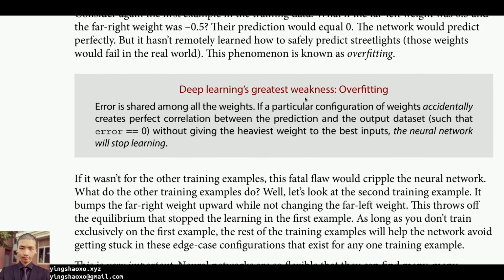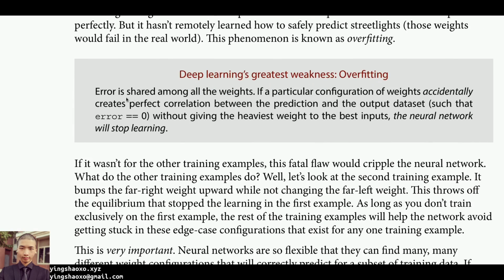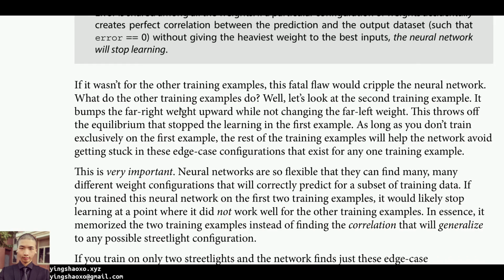Deep learning's greatest weakness is overfitting. Error is shared among all the weights. If a particular configuration of weights accidentally creates perfect correlation between the prediction and the output dataset, such that error equals 0 without giving the highest weight to the best inputs, the neural network will stop learning. If it wasn't for the other training examples, this fatal flaw would cripple the neural network.